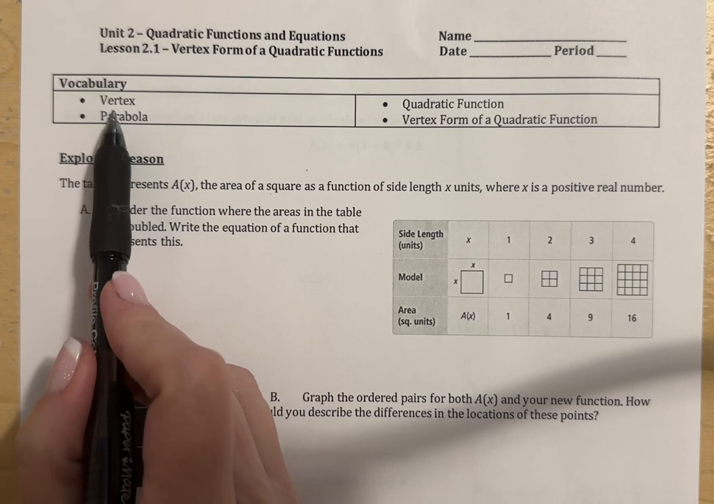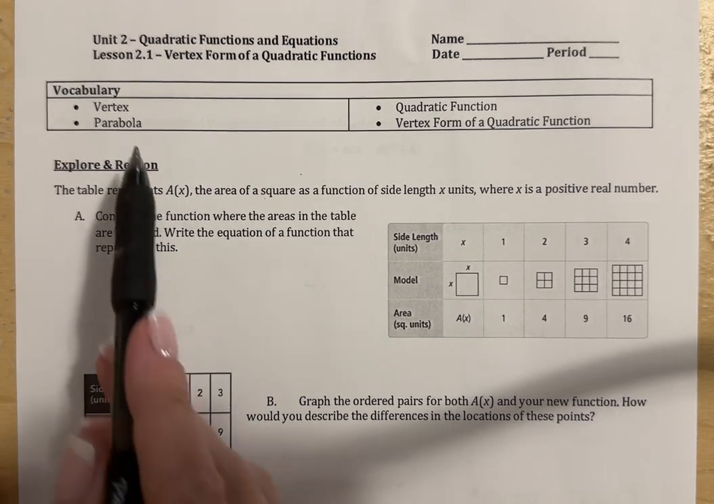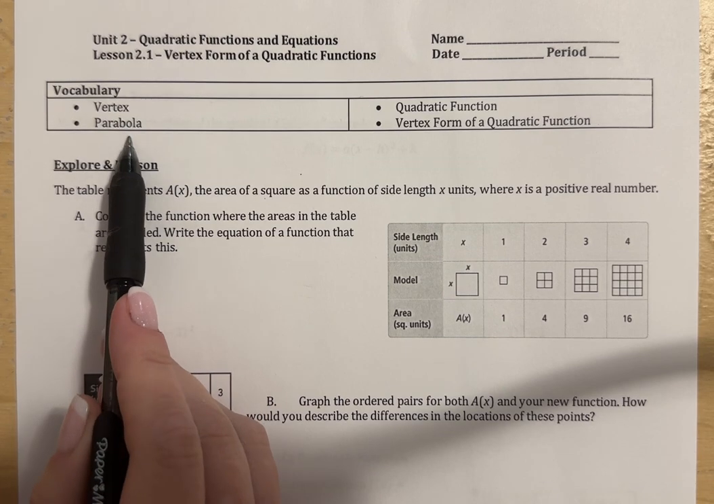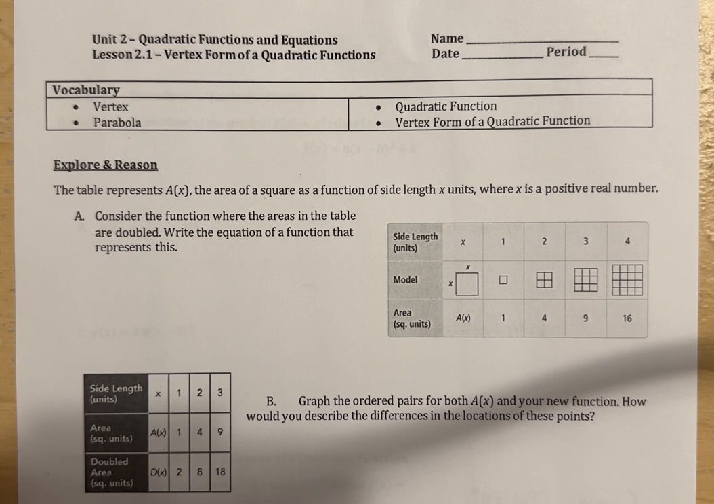First of all, we do have some vocabulary. And by the way, this should all be review concepts. We have vertex, parabola, quadratic function, vertex form of the quadratic function. So today our focus is going to be on taking a closer look and reviewing the quadratic equation, and then looking at graphs. That's going to be our main target today.